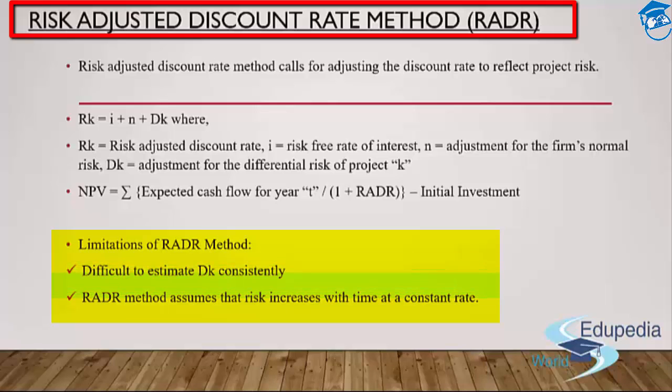This is one limitation. Number two, the RADR method assumes that the risk increases with time at a constant rate. So it basically says that with each time lapse, with the same amount of time, your risk also increases at a constant rate. Are we on the same page that this assumption is correct? Absolutely not. This assumption may fail to prove valid at times, but it's an inherent limitation that it assumes the risk increases with time at a constant rate, which may not happen. So this was all about the risk adjusted discount rate method.